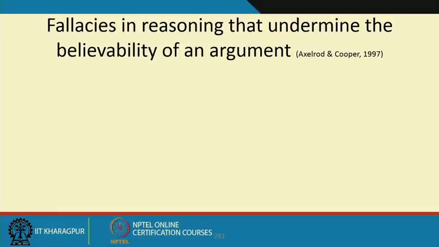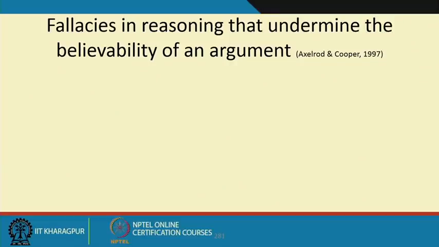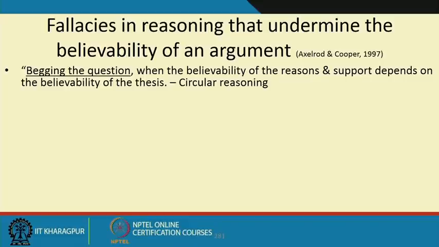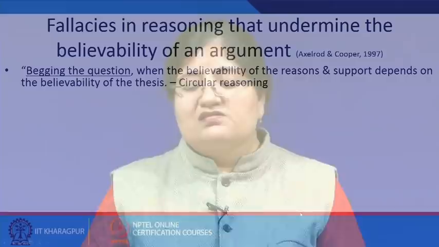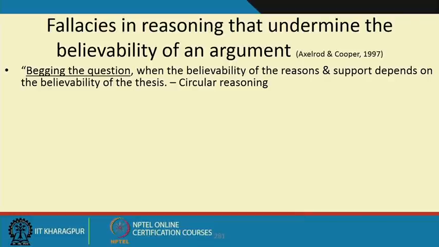I told you that when you are revising, you must check the argument for believability. There are some fallacies that you must be careful of. Begging the question, when the believability of the reasons and support depends on the believability of the thesis. This is also called circular reasoning. This will come again when we are talking about fallacies in a different context. So, when the believability of the reasons and support depends on the believability of the thesis, and the believability of the thesis depends on the believability of the reasons and support, this type of fallacy is called begging the question.